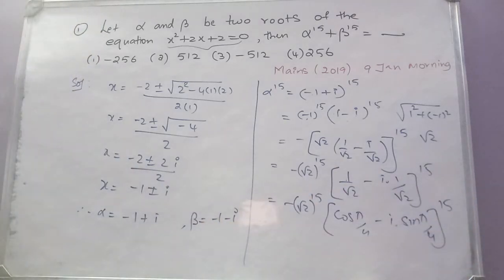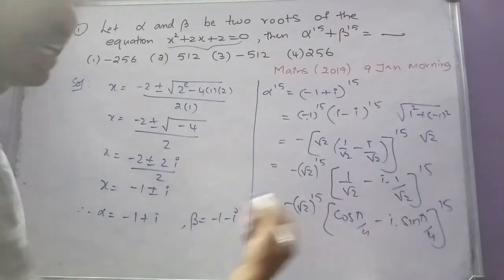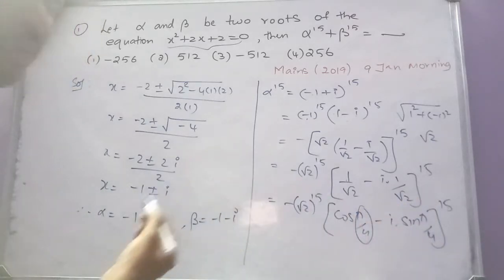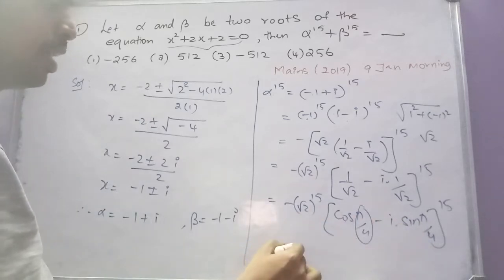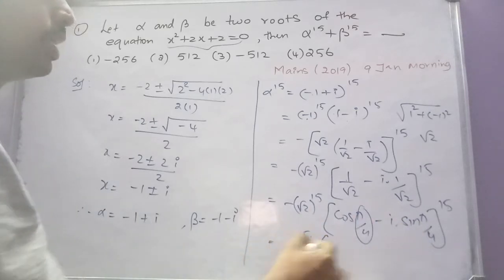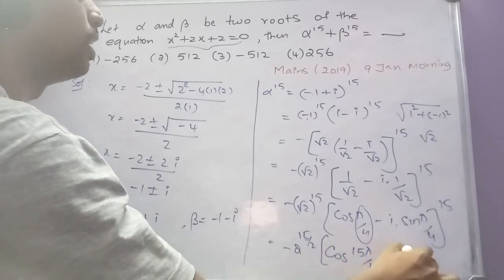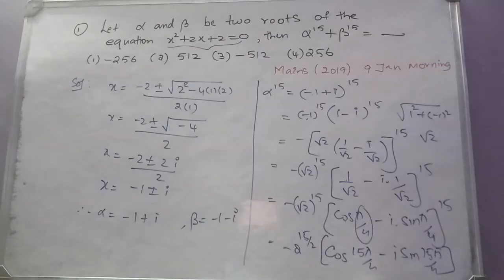So I'm using De Moivre's theorem. If something is like cos alpha minus i sin alpha whole power n, that n can be taken as the coefficient of this angle. So which means that here and here. So it is minus 2 power 15 by 2 as it is. This is cos 15 pi by 4 minus i sin 15 pi by 4. So 15 pi by 4 can be written as 4 pi minus pi by 4.